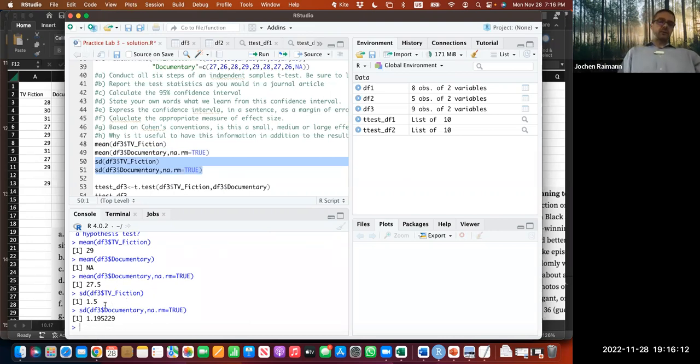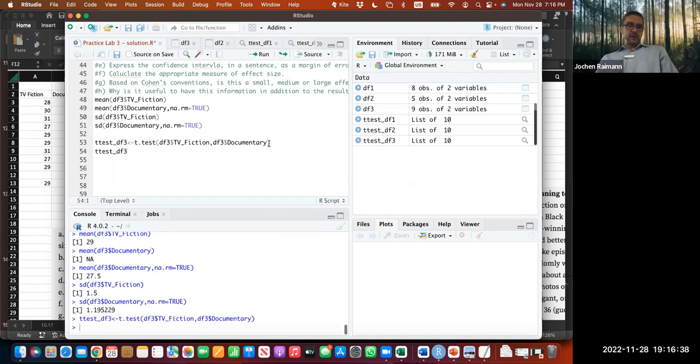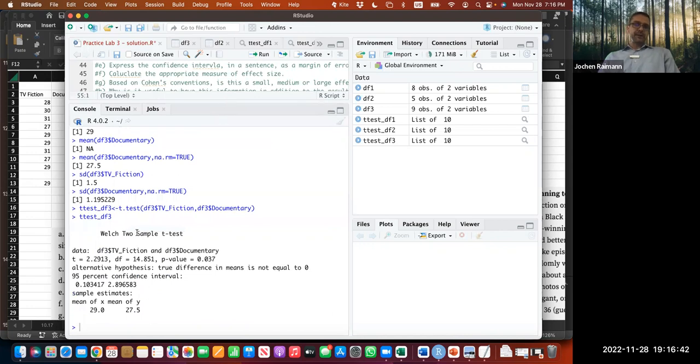Basically, again, it gives us 1.5 and 1.2. And with t.test DF3, the t.test function of fiction versus documentary, this time not with the option of paired equals TRUE, it will by default do an independent sample t-test with unequal variance, the so-called Welch test. And this is basically what we see here. This is a Welch two-sample t-test.